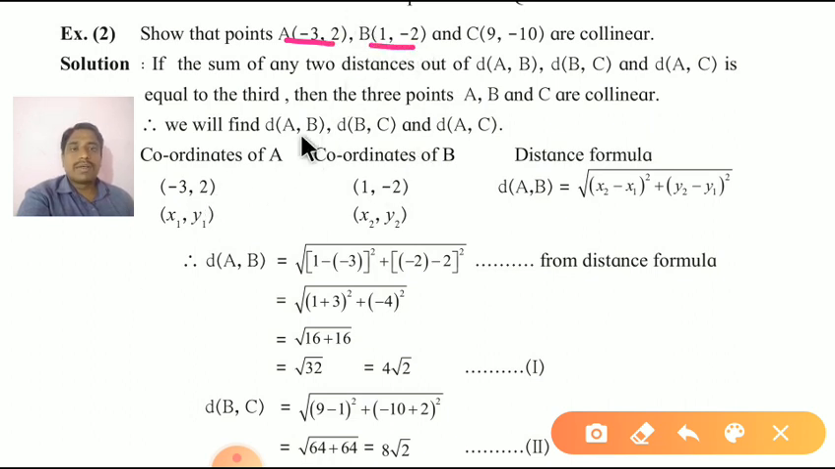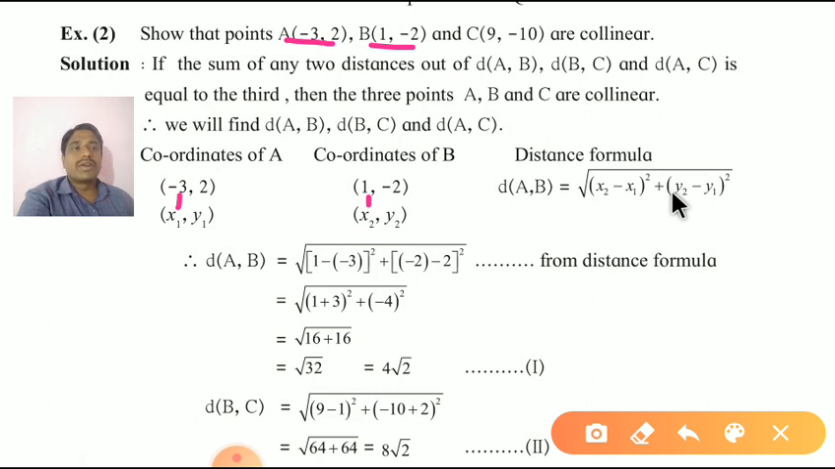We consider the coordinates of A as (-3, 2), say x1, y1, and the coordinates of B as x2, y2. By the distance formula we have to find AB. Putting the values of A and B in the distance formula, x2 is 1 and x1 is -3. We put x2 minus x1: 1 minus (-3), in brackets, squared.